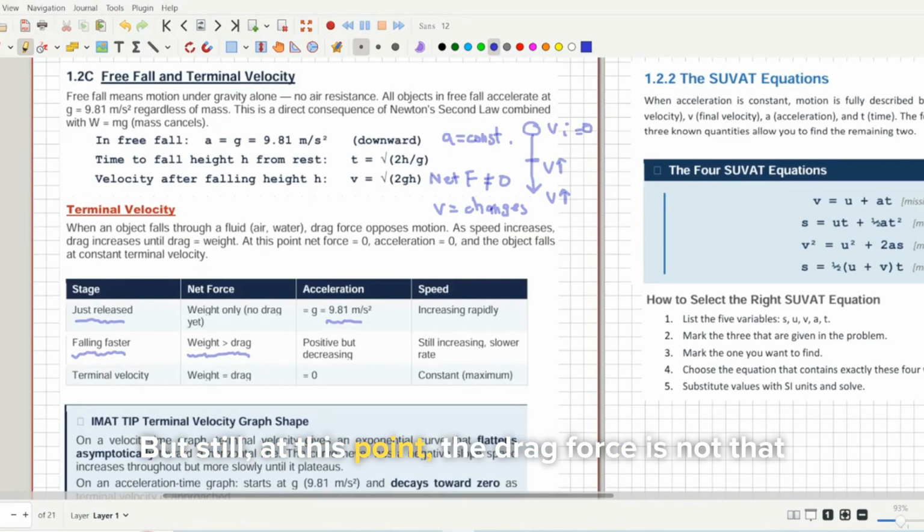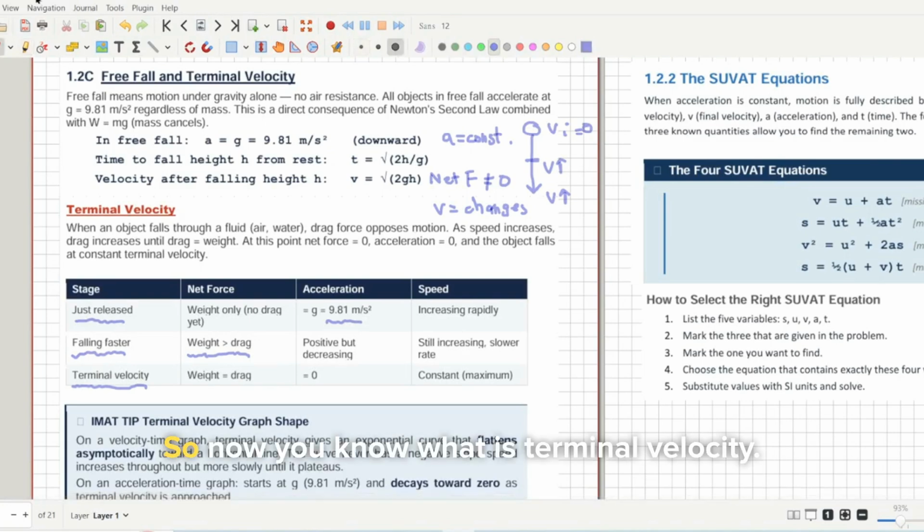But still at this point the drag force is not that high, the weight is still higher than the drag force, but eventually it will reach a point when the velocity becomes maximum, like the speed or the velocity cannot increase at all at this point. So that point at which the velocity cannot increase any further is called the terminal velocity. So now you know what terminal velocity is.